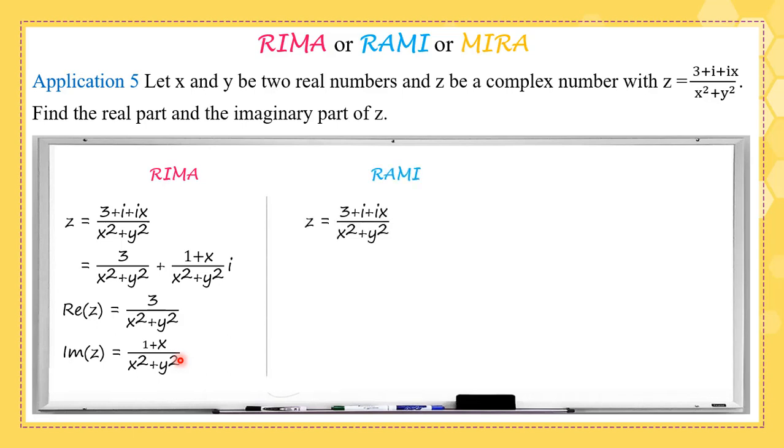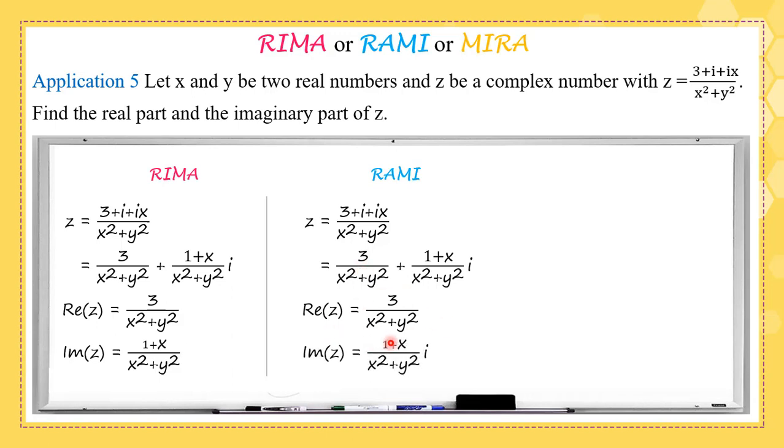Rami wrote the expression. He also wrote the real part here, the imaginary part here. He answered that the real part is the first part, and the imaginary part is the second part with an i. Try to see the difference between Rami's method and Rima's method.